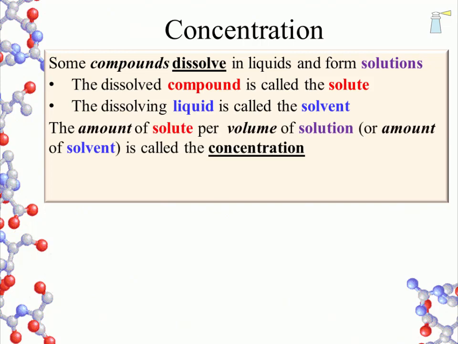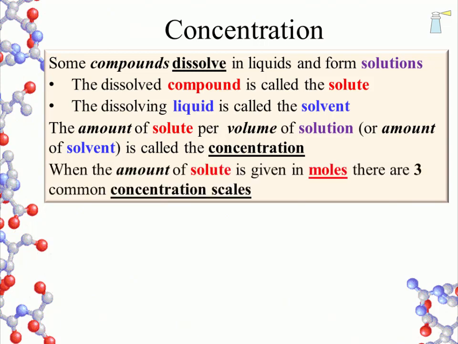The amount of solute per volume of solution is called the concentration. Sometimes, instead of volume of solution, it is amount of solvent. There are many different concentration scales. The ones of interest in this lecture have the amount of solute given in moles. There are three common concentration scales that fit this description.